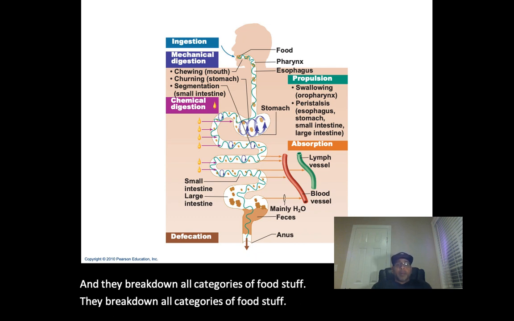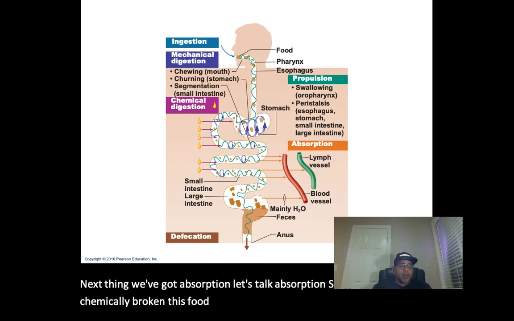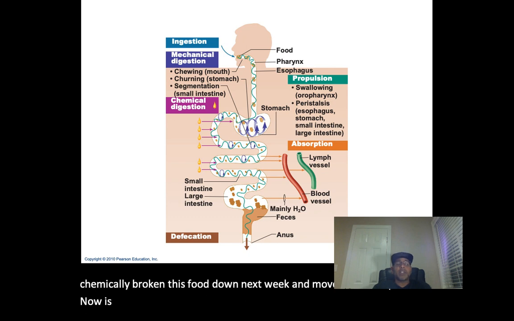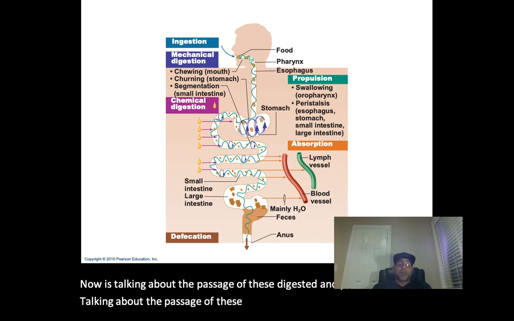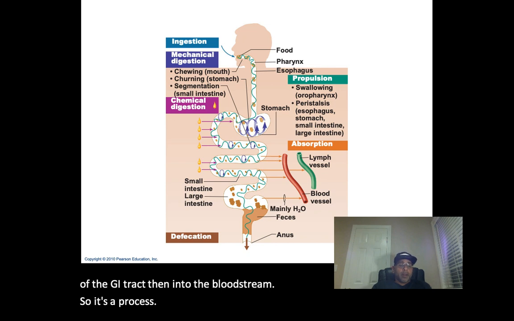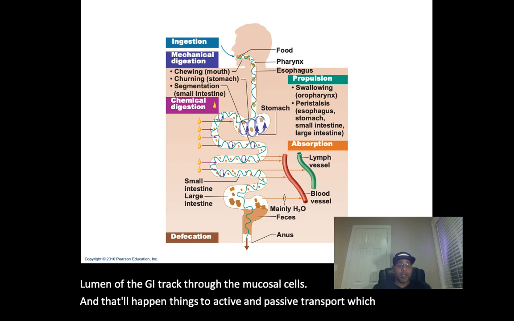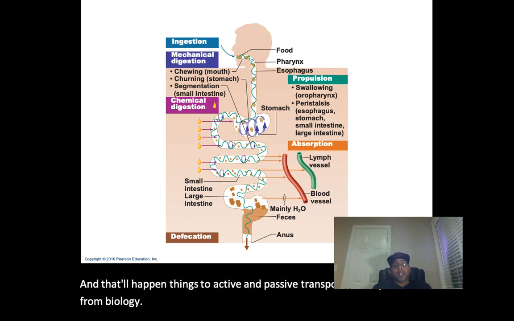Next one, we've got absorption. If we have chemically broken this food down, next we can move into absorption. Absorption is the passage of these digested end products from the lumen of the GI tract into the bloodstream. The digested end products move from the lumen of the GI tract through the mucosal cells, thanks to active and passive transport, which you learned from biology. And they'll move into the blood or the lymph.